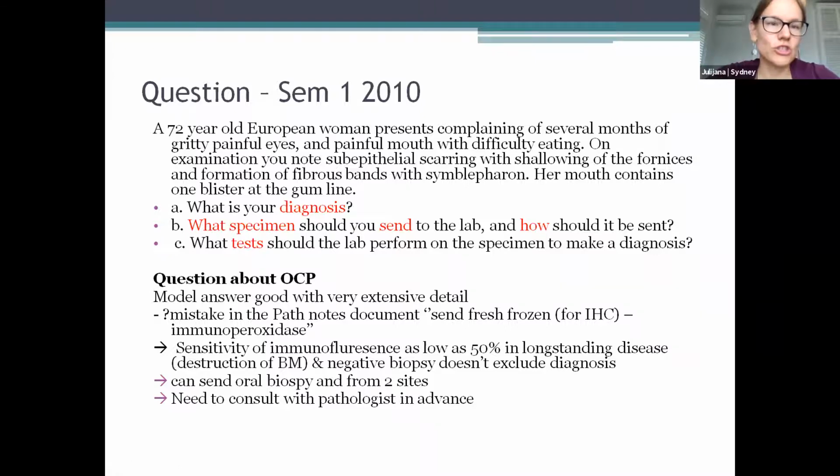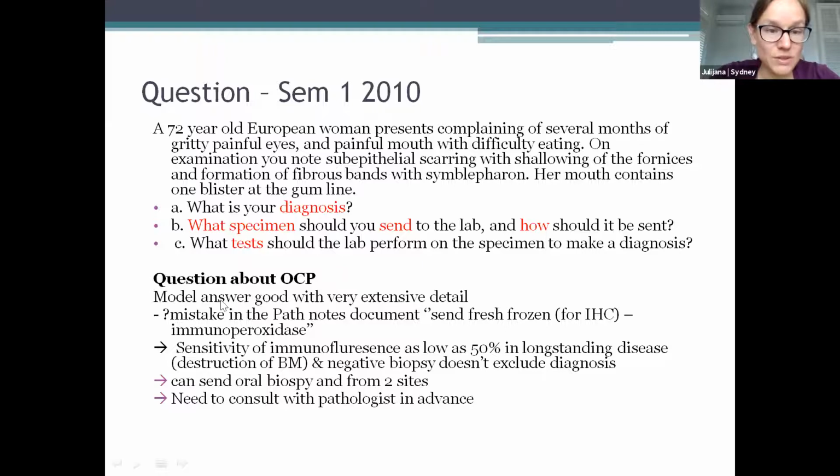So I chose a past question from 2010, but a similar question also came up again in 2016. It was a clinical vignette: a 72-year-old European woman presenting with several months of gritty, painful eyes, painful mouth, and difficulty eating. On examination, you noticed subepithelial scarring with shortening in the fornices, formation of fibrous bands with symblepharon, and her mouth is also involved with blisters on the gum line. I had a go at answering this question, and overall I feel like I managed to answer the main points. The diagnosis was obviously ocular cicatricial pemphigoid.